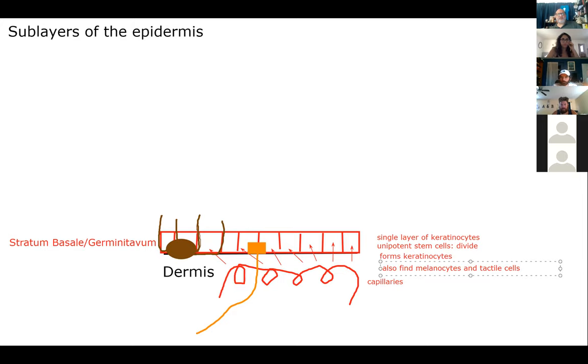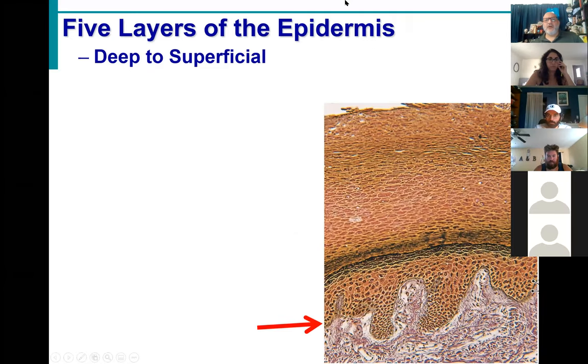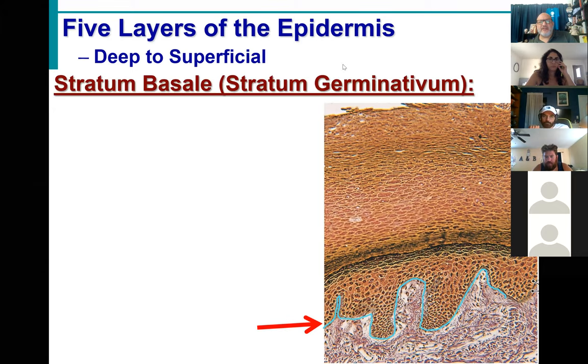Let's go back to the pretty picture from your textbook so that we're not just relying on my drawing. Notice we can very, very clearly see the boundary between the cell dense epidermis and the cell sparse dermis, the difference between the epithelial tissue and the connective tissue. And again, notice there are large undulations in it. I just made it flat to be easy for us. And as I mentioned, our first layer, the stratum basale or stratum germinativum, is just that single first layer of keratinocytes. So just that very first layer right on the boundary of our dermis.